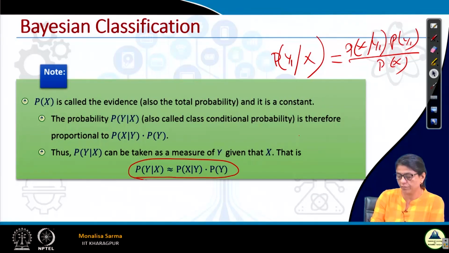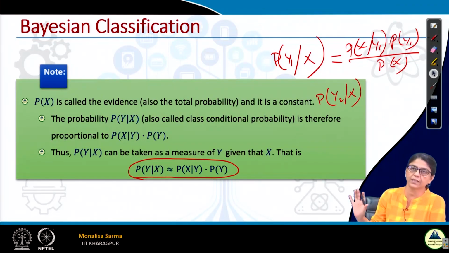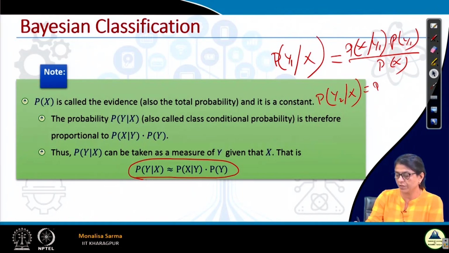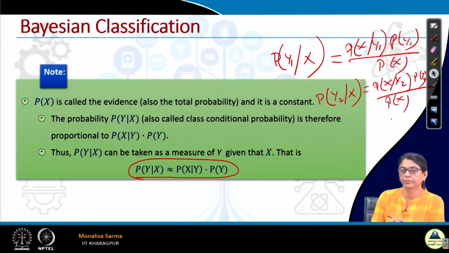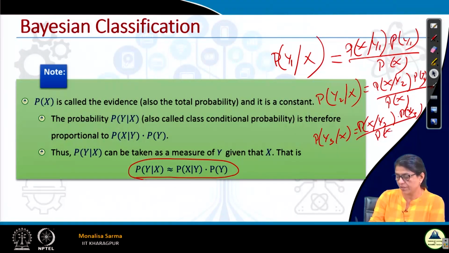Similarly, if I try to find out probability of y2 given x, some set of attributes x, I am not differentiating, it is one tuple basically, and a tuple consists of a set of attributes. So it will be again probability of x given y2 into probability of y2 divided by probability of x. Similarly, probability of y3 given x equals probability of x given y3 into probability of y3 divided by probability of x.